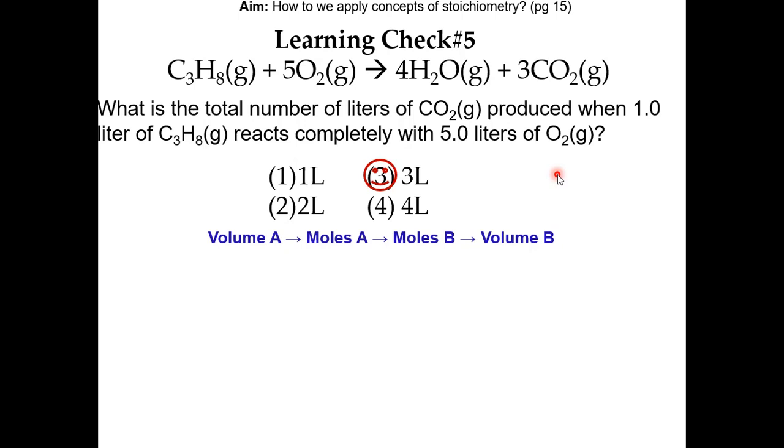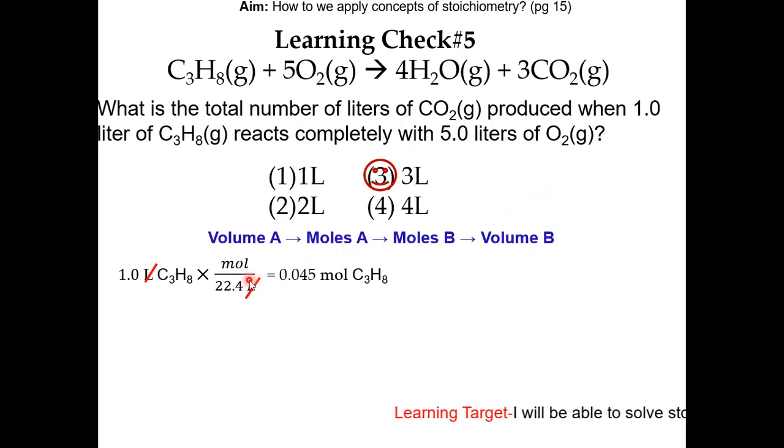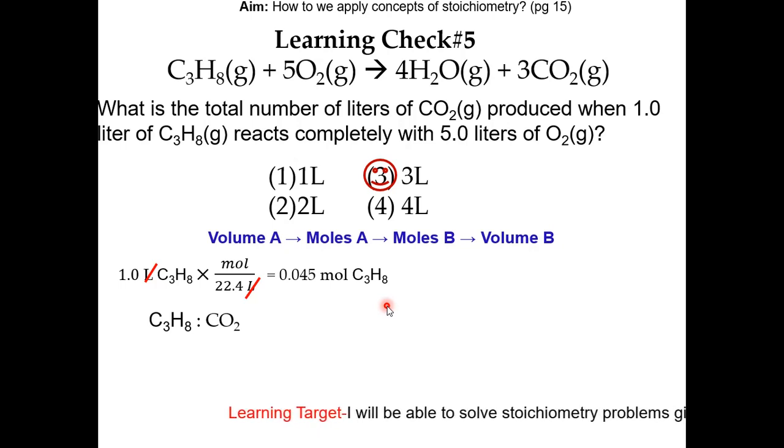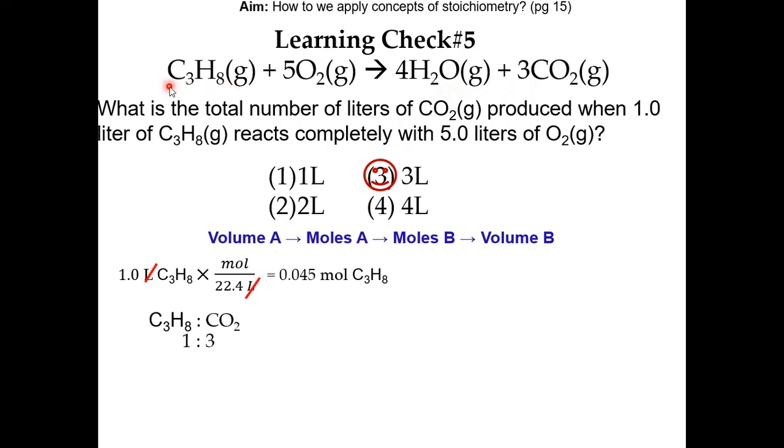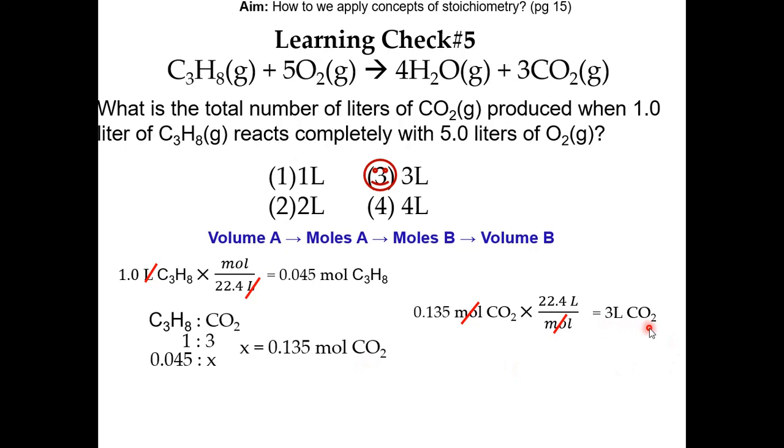So it's the same general strategy. We are given 1 liter of C3H8. We have to first convert to moles by dividing it by 22.4 liters. We get 0.045 moles of C3H8. Next, we do a mole ratio between C3H8 and CO2. Based off the chemical equation, it is a 1 to 3 ratio. If we cross multiply, we get 0.135 moles of CO2. To convert the moles of CO2 to volume, we multiply by 22.4 liters, and we get 3 liters of CO2, and that's the answer.